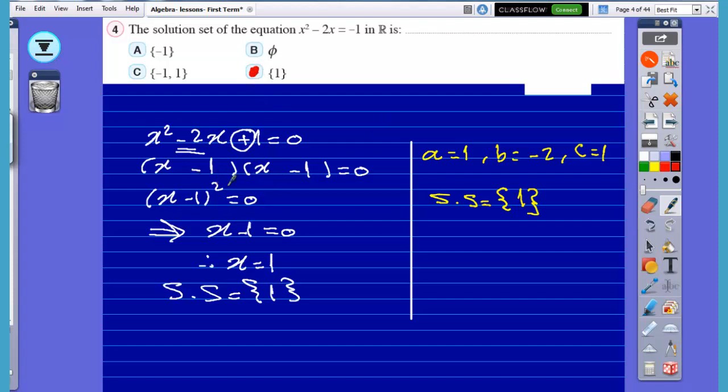Of course here you have to notice that x squared minus 2x plus 1 is a perfect square, in the form (x minus 1) multiply (x minus 1), or (x minus 1) all power 2 equals 0. That's why I said x squared minus 2x plus 1 is a perfect square. So we have two equal solutions.